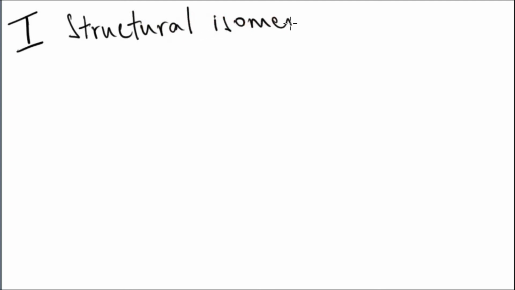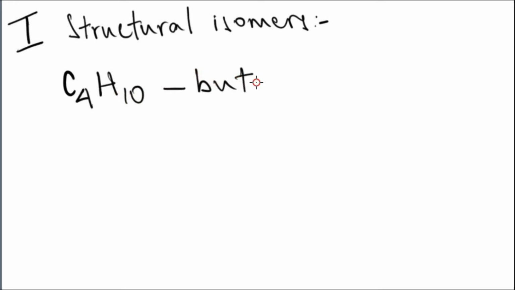Now moving on to our topic for today, we have isomerism. So starting with structural isomerism. If you remember, isomers are compounds with the same molecular formula but different structural formula. So the structural isomers have just different placement of the molecules or atoms. So for example, here we have butane, which is C4H10.